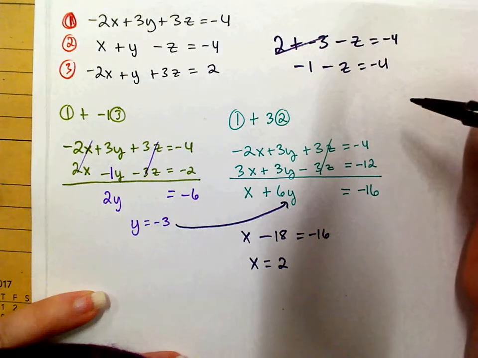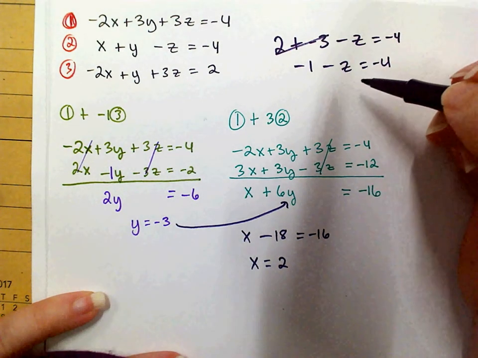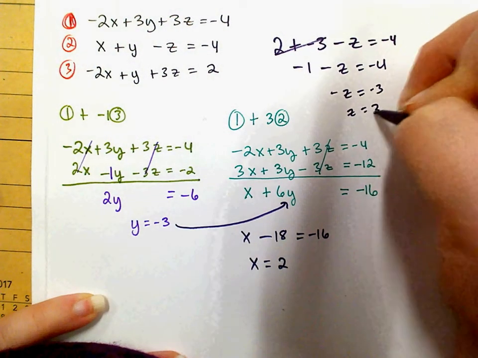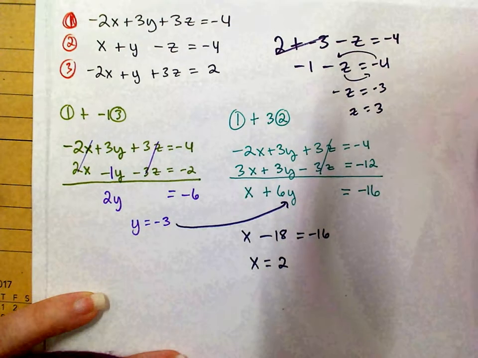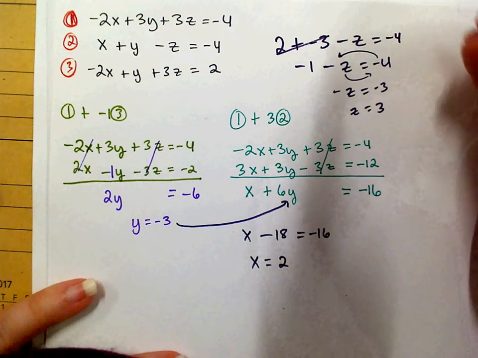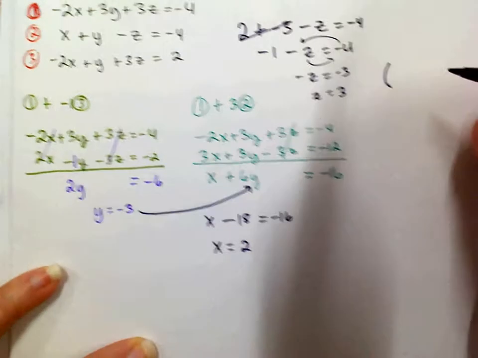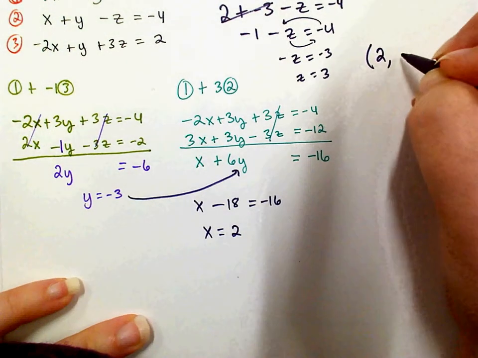I don't care how you do it. If you add 1 over, you get negative 3 equals negative z. So z equals 3. If you were to add the 4 and add the z, then you get z equals 3. So it really doesn't matter as long as you're able to get rid of the negative in front of the z. So my final answer should be written as a coordinate point: x and then y and then z. x is 2, y is negative 3, and z is positive 3.